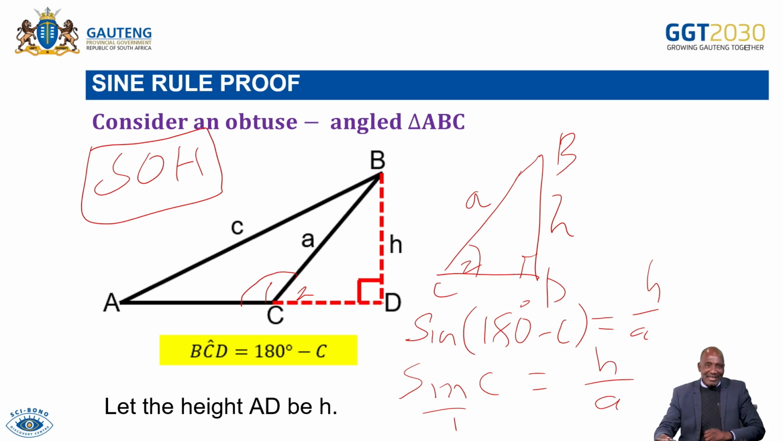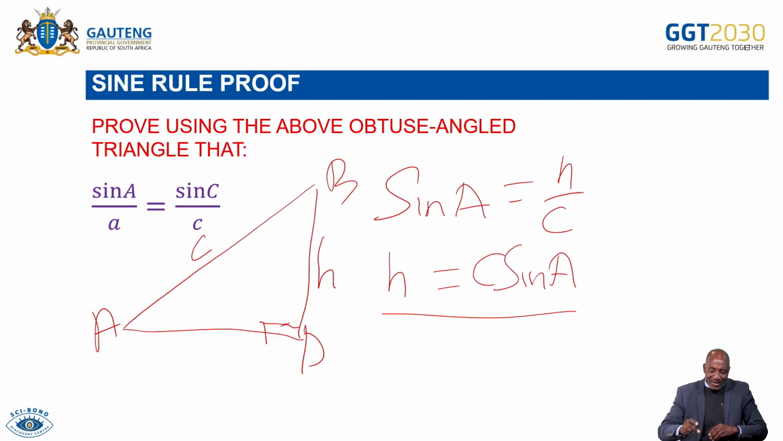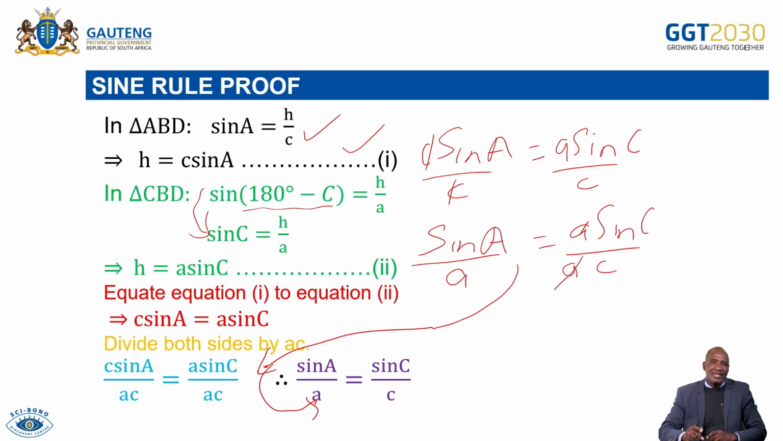Then I deliberately chose an obtuse angle triangle, and in this case my other triangle was formed. Actually, both triangles extended to the outside, but the main focus is triangle ABC. The reason we chose this obtuse angle triangle is that we wanted to show that it doesn't matter what type of triangle you work with, the sine rule will still stand. You just have to apply your basics: SOHCAHTOA, sine is opposite side divided by the hypotenuse.